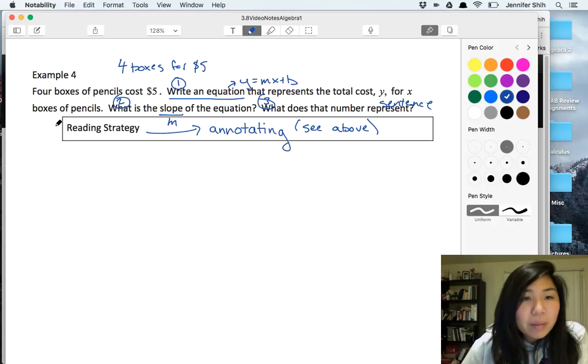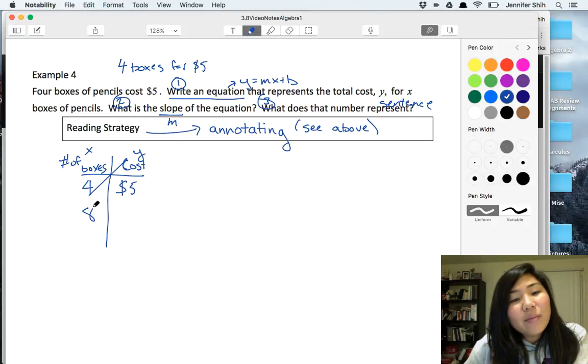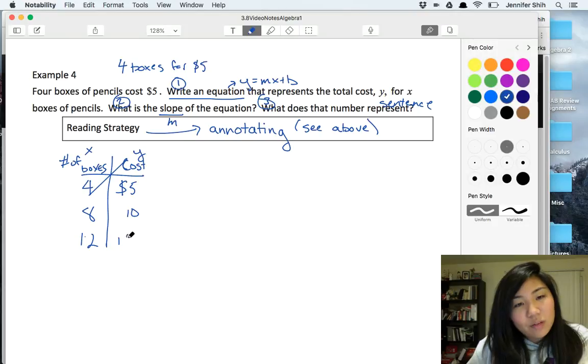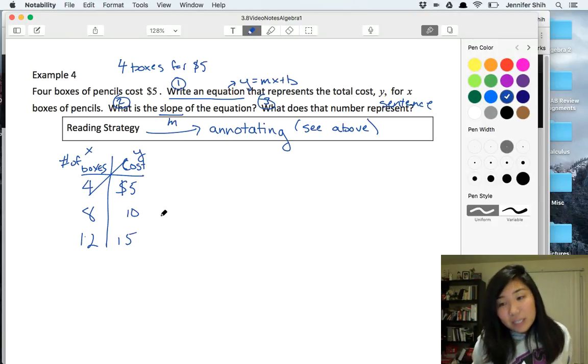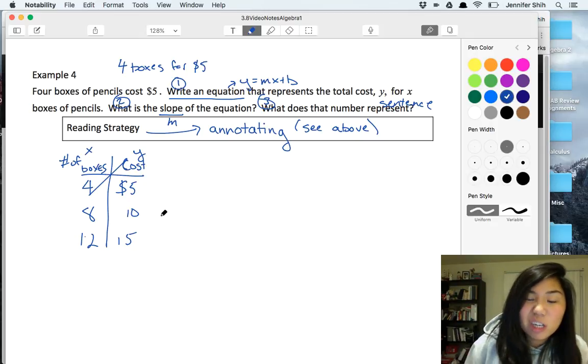Now I'm going to do my problem. 4 boxes cost $5. So I have x is number of boxes. So for 4 boxes, it costs $5. So that means if I have 8 boxes, it's going to be $10. If I have 12 boxes, it's $15. I don't know what this is going to help me, but I'm going to make a table. When I get stuck, one of my other strategies is to make a table when I can. It usually helps in these problems.